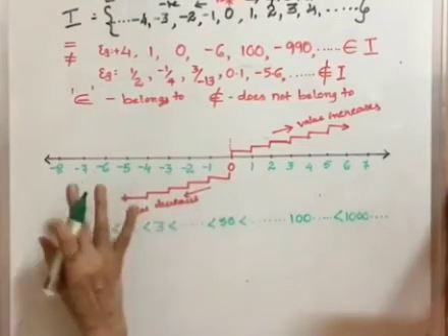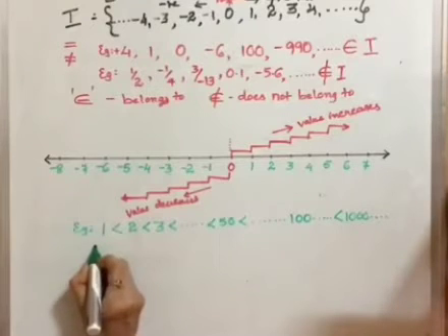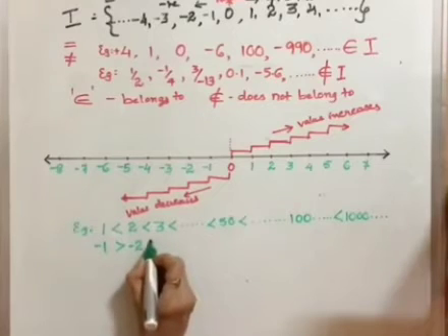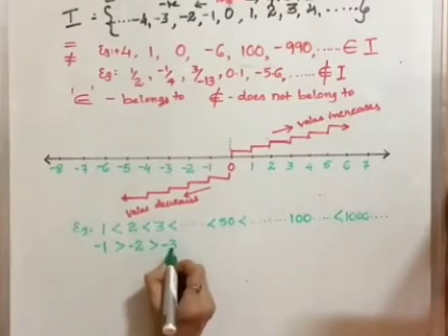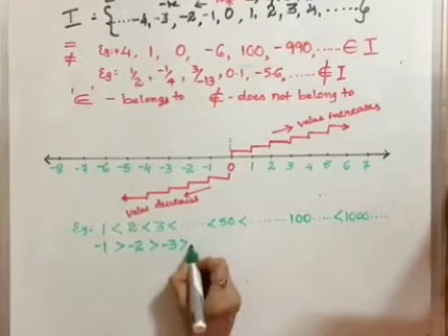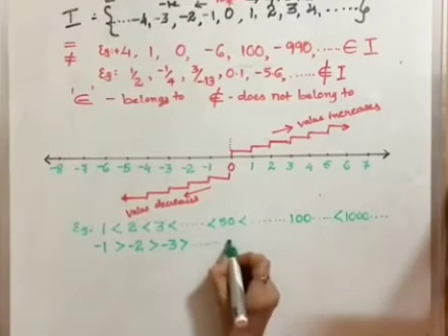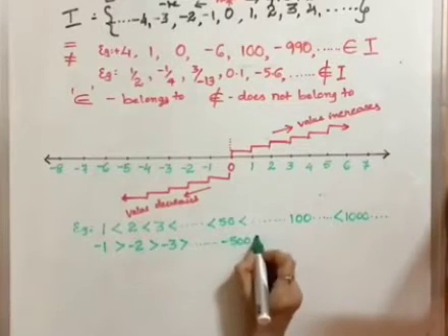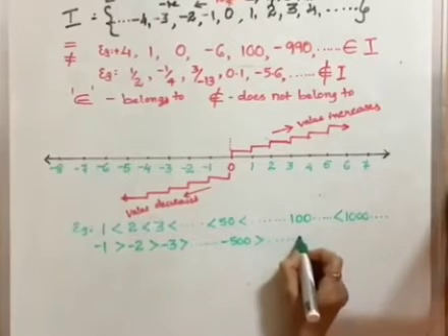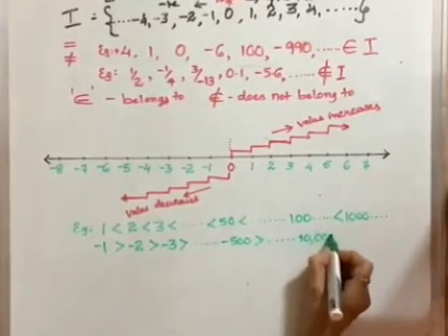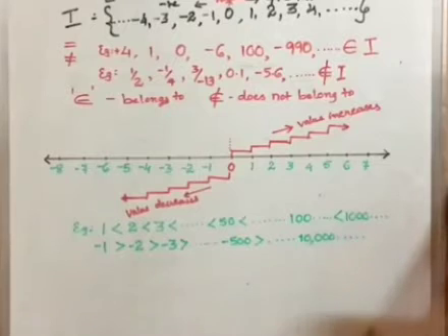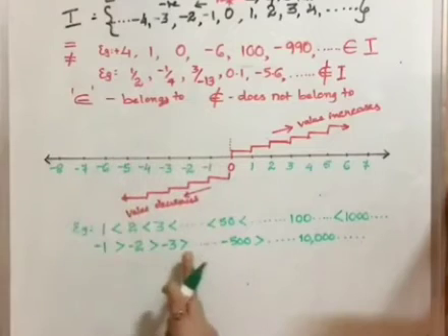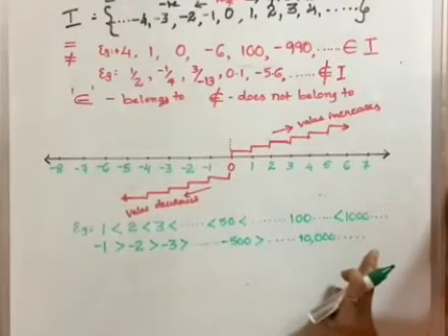Whereas on your left hand side, -1 is greater than -2 is greater than -3 is greater than, say, -500 is greater than, say, -10,000, and so on. You see what is happening here? As you are moving away from 0, the value is becoming smaller and smaller and smaller.